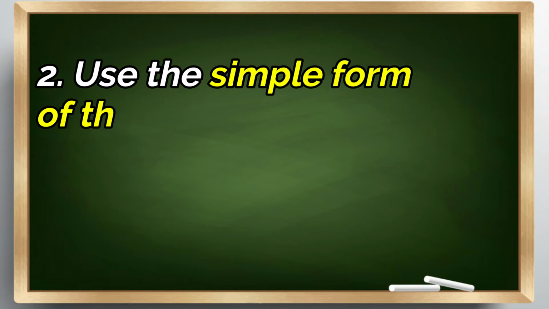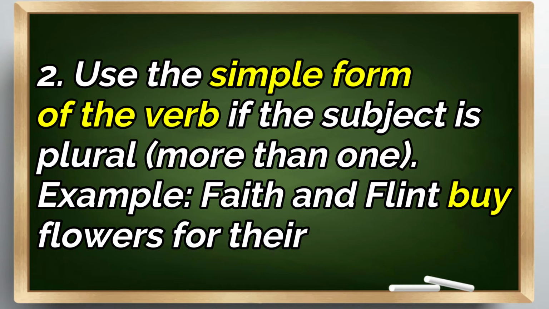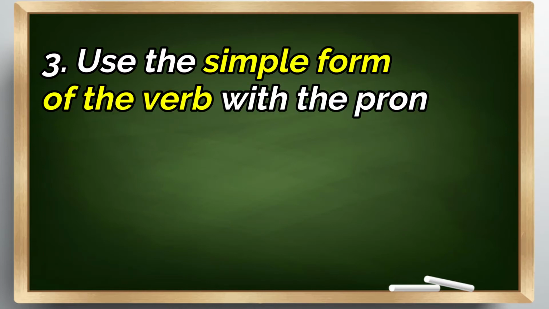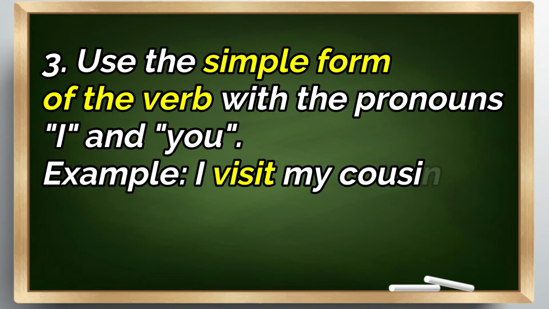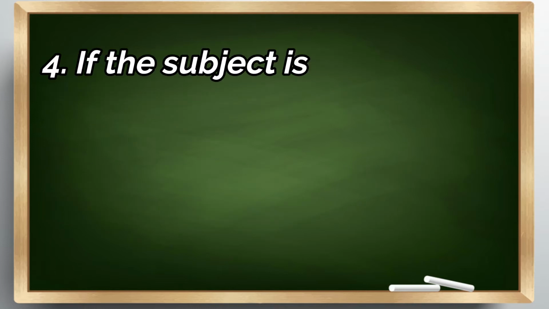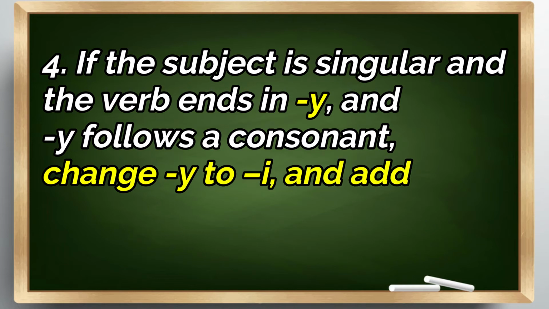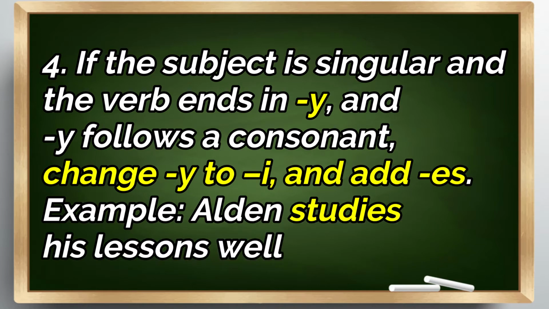Use the simple form of the verb if the subject is plural or more than one. Example, Faith and Flint buy flowers for their mother. Use the simple form of the verb with the pronouns I and you. Example, I visit my cousins in the province every summer. If the subject is singular and the verb ends in Y and Y follows a consonant, change Y to I and add ES. Example, Alden studies his lessons well.